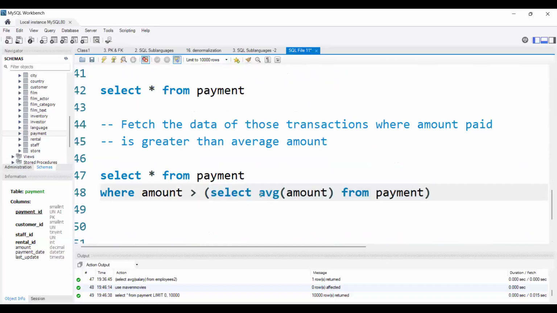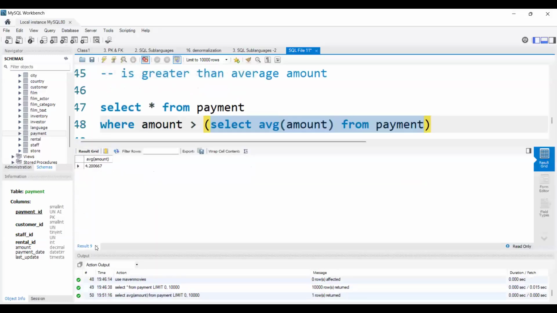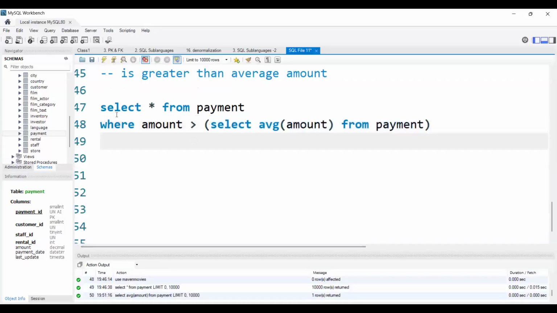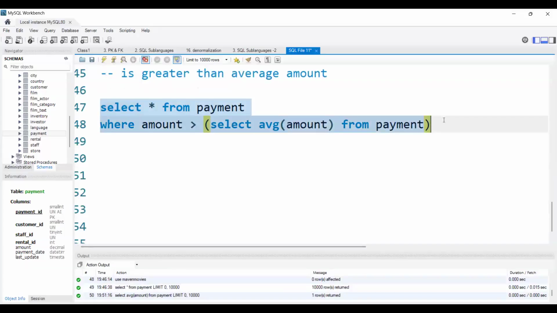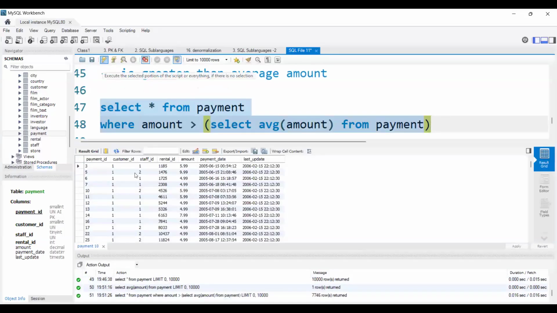I used an aggregate function, average amount, here, and first my SQL will execute this one, whatever amount I get will be compared with this amount from this table. Now let me first execute this one, select average amount from payment. I got some 4.2. Now let's check the complete details. Here my amount is greater than 4.2 only, like 4.99579. It is displaying the data.